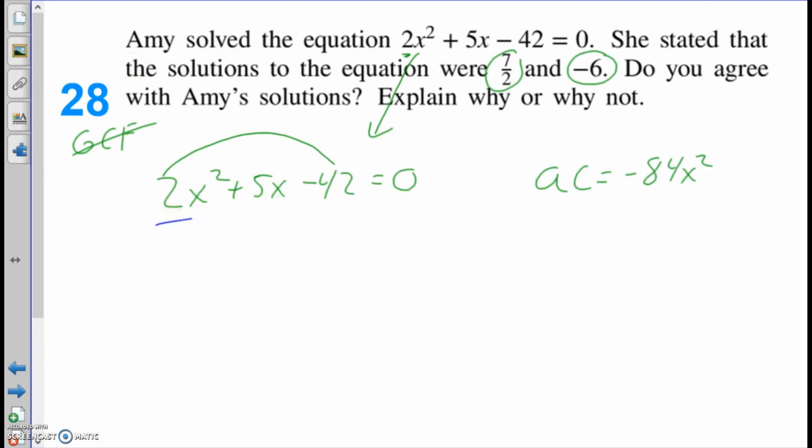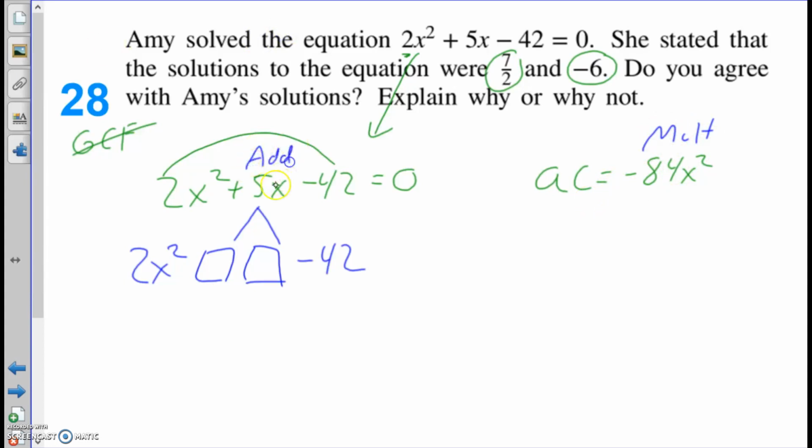I need to figure out a way to expand this middle term. So I'm going to keep the 2x squared and I'm going to keep the negative 42. But I'm going to get 2 new terms. And so I'm going to expand this trinomial into 4 terms, into a quad. And I can't just put anything here. They have to specifically be terms that multiply to that AC note that we wrote and add to the original B term we have. And so you say, all right, what multiplies to negative 84 and adds to 5? And it might take a little bit of trial and error.